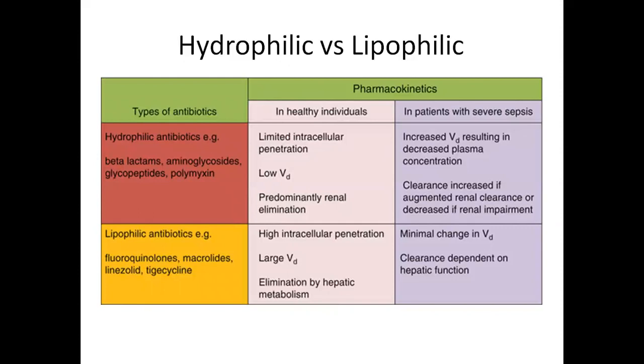And the next most important property for antibiotics: hydrophilic versus lipophilic. Why is it important? The problem with hydrophilics is that they have limited intracellular penetration and a low volume of distribution, so they will not penetrate easily. The predominant route of elimination is renal, so if you have any renal problem, you need to adjust the doses. Common examples of hydrophilics are beta-lactams, aminoglycosides, and glycopeptides.